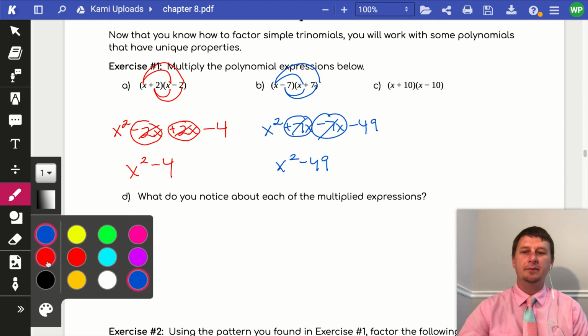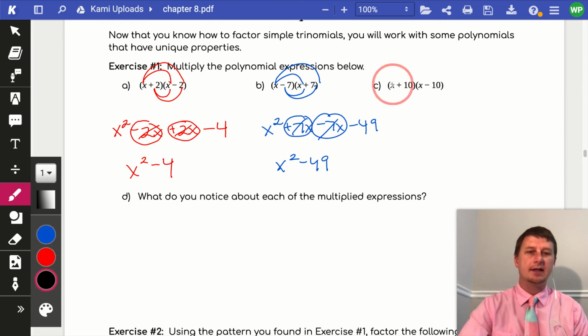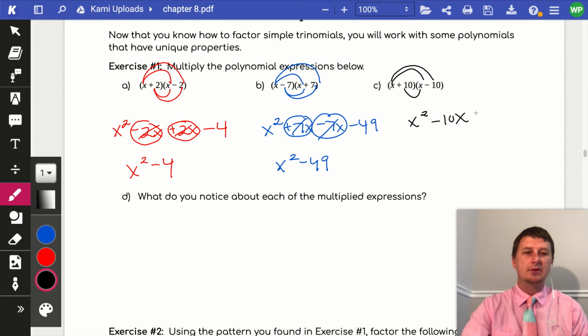And finally, I'm going to have x times x in this last one, gives me x squared. X times negative 10 will give me negative 10x. 10 times x will be 10x. And 10 times negative 10 is negative 100. And once again, my middle terms do cancel out. So I have x squared minus 100.